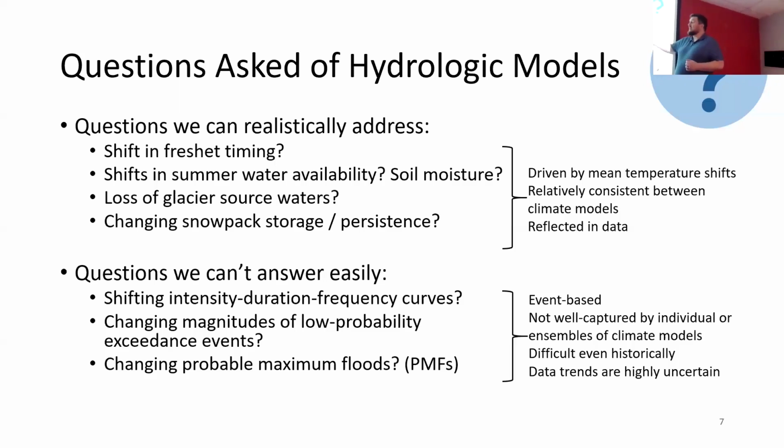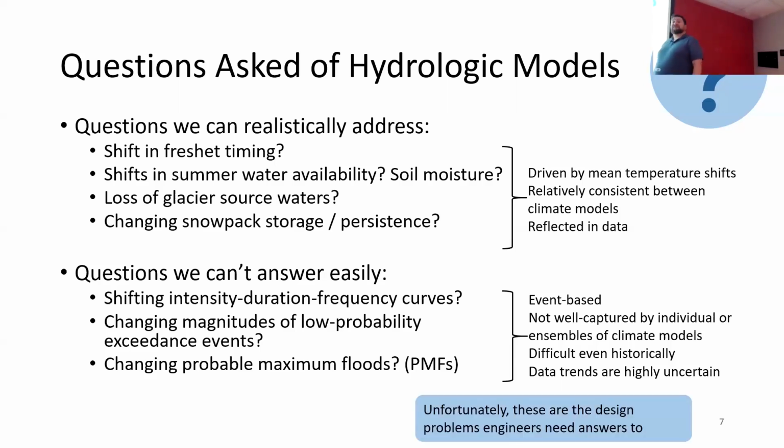So these things, like shifting IDF curves and changing magnitudes, are not well captured by either individual climate models or ensemble climate models. And I know we've got a lot of climate folks here and you'll challenge me on this, but this is my personal opinion and I'm willing to be convinced otherwise. This is my perception as a hydrologic modeller as I ingest these products. So this is difficult without climate models, and it's going to be difficult with climate models. And our trends are highly uncertain. There's a lot of uncertainty associated with that.